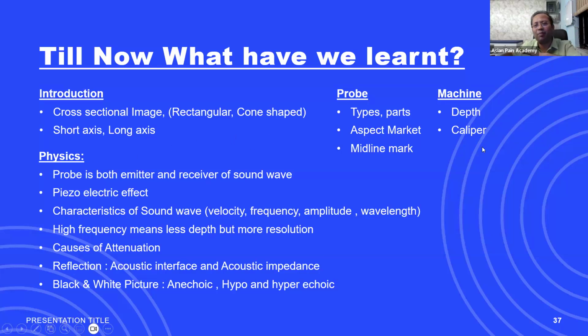This machine has multiple other things. This much we have read till now. Then the physics part: the probe is both emitter and receiver. The piezoelectric effect is the main reason for the ultrasound wave. Characteristics of sound wave, what are the things we understood? Velocity, frequency, amplitude, wavelength. And the main importance is that high frequency means less depth but more resolution.